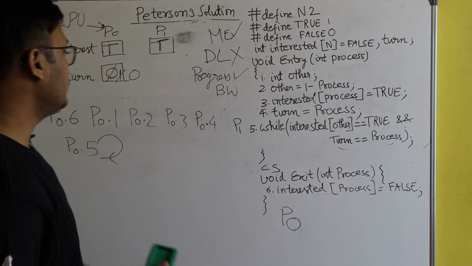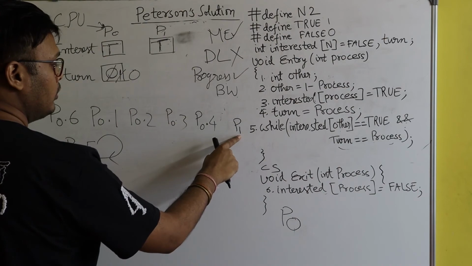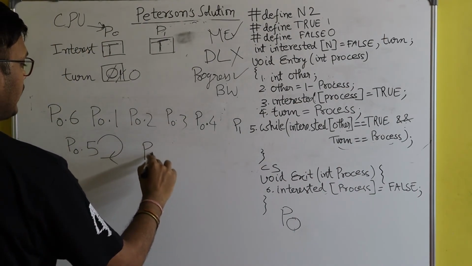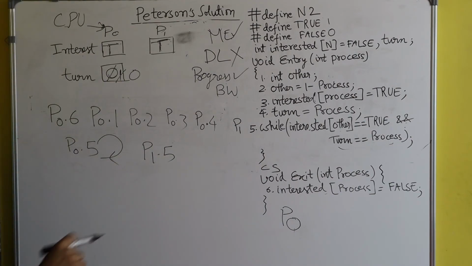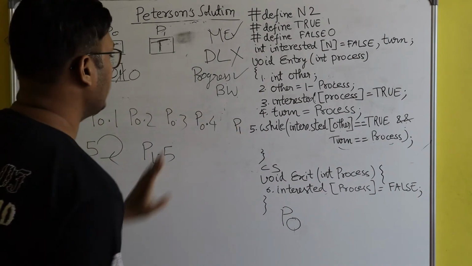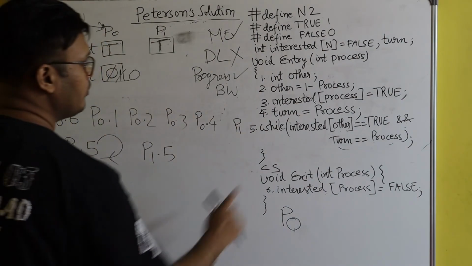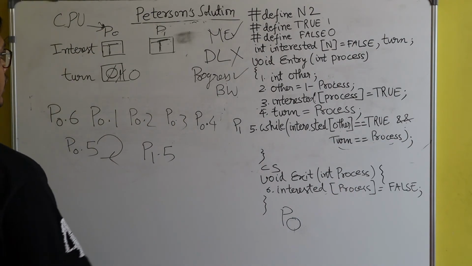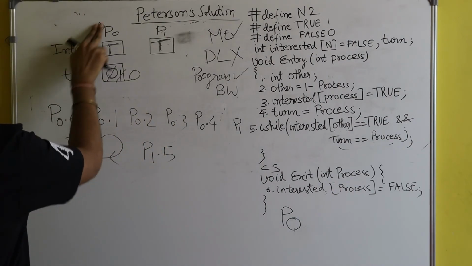Okay. So now see, now P1 can enter inside the while loop or not. So P1 will execute line number 5. You just assume that P1 has already executed 1, 2, 3, 4. Now P1 will execute line number 5. Interested of other is equal to true.